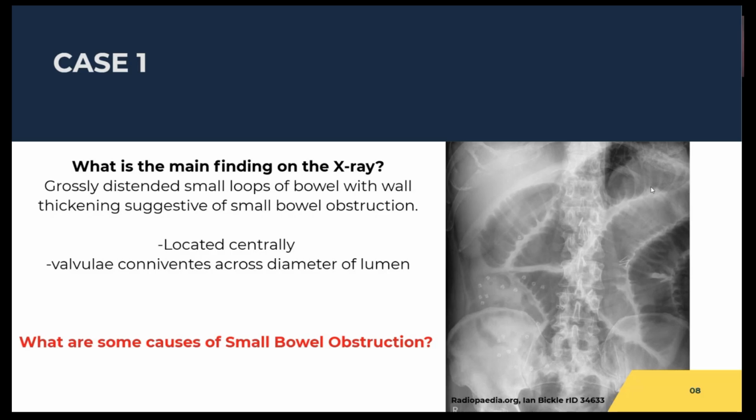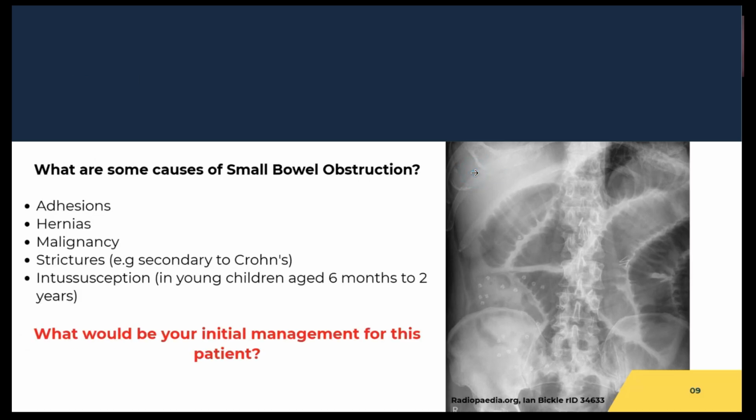Yeah, hernias is one. Good. Adhesions, strictures, perfect. So, to be fair, you've said most of these already. So, adhesions, which would be most likely in this case, because the patient had a previous appendectomy 20 years ago. Hernias, malignancy, which is more commonly seen in large bowel obstruction, but can still be a cause of small bowel obstruction. Strictures, which could be secondary to Crohn's, and in younger children as well, intussusception, which is telescoping of the small intestine. So what would be your initial management for this patient?